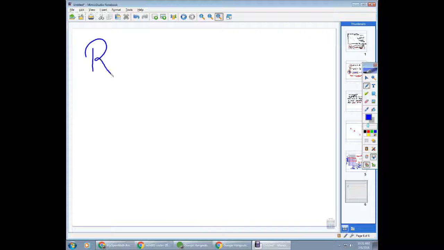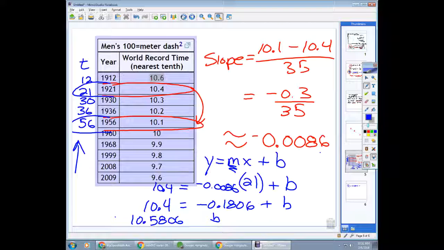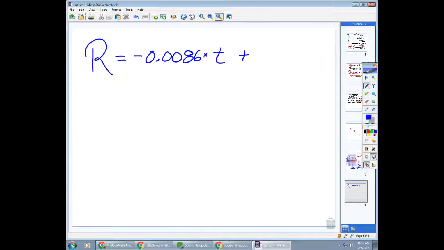So here's what we think our model is. The world record can be calculated, or we can predict the world record, by taking negative 0.0086 times the number of years after 1900, and then add on to that 10.58. How many decimal places should we give this? Usually I look at the data and go one more decimal place than the data shows. That's a problem here, because then my slope isn't good enough. But for the y-intercept, I'm just going to call it 10.58.